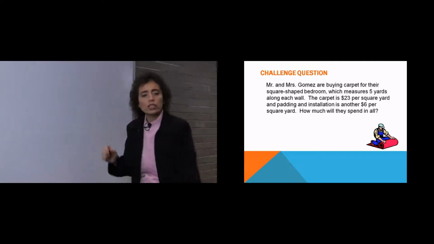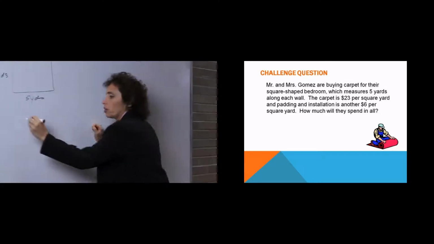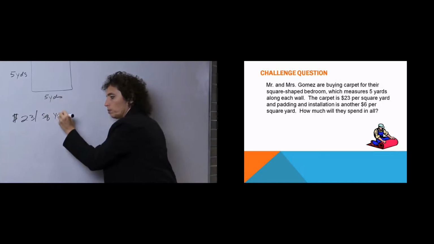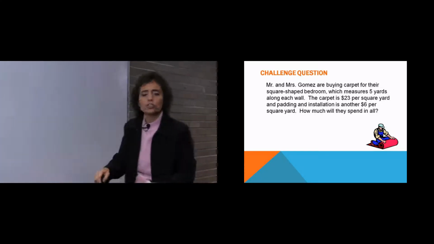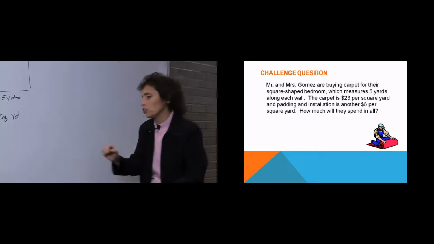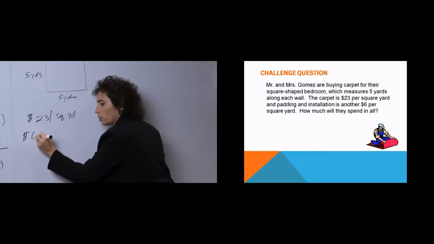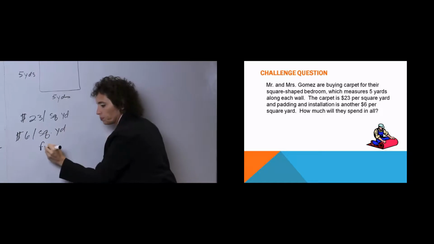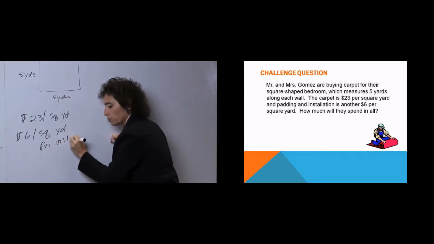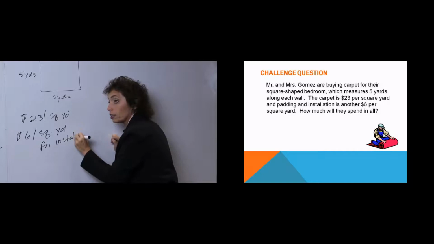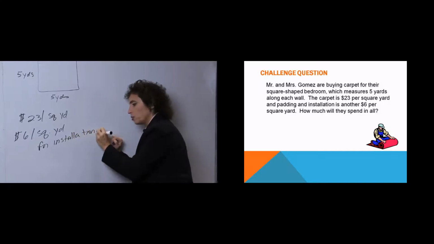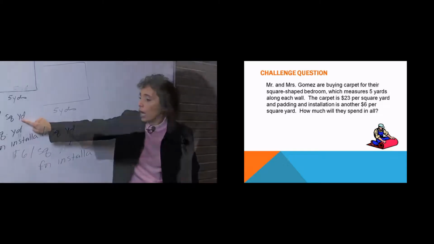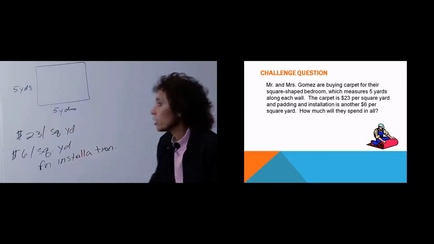And the carpet is $23 per square yard, and $6 per square yard for installation. They get you any way they can, don't they? Now it says how much will they spend in all. So you have to pay, obviously, for the carpeting, and then you have to pay for getting it installed.